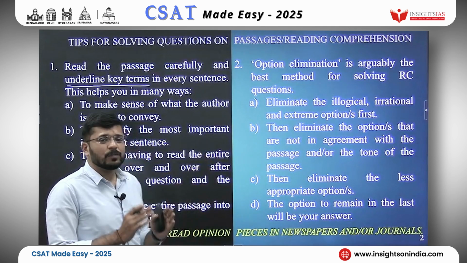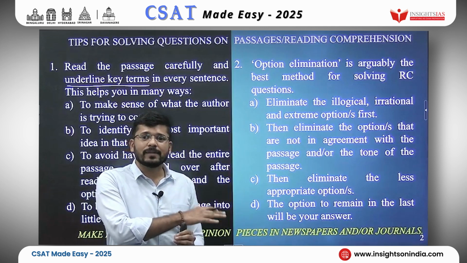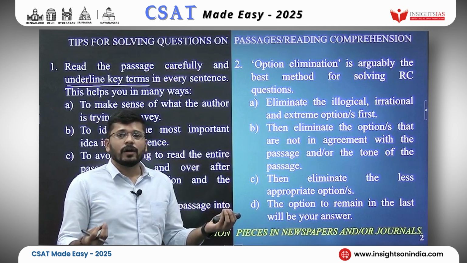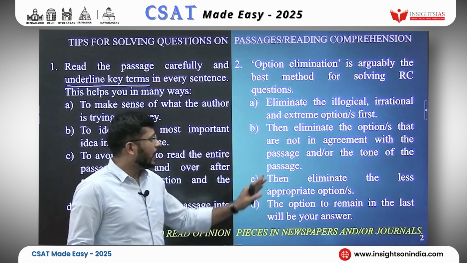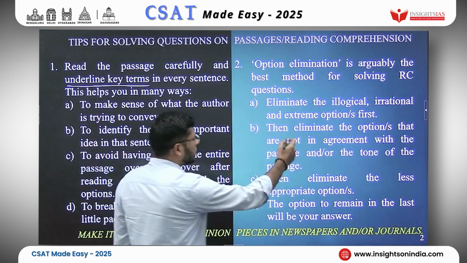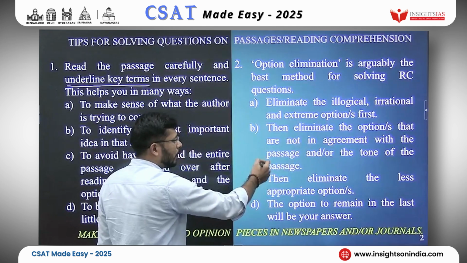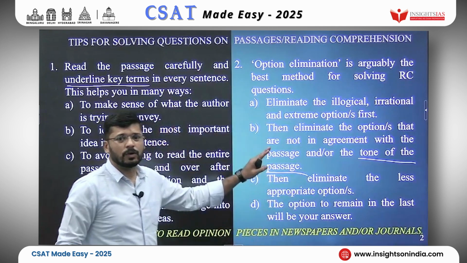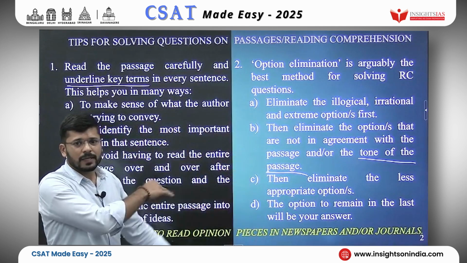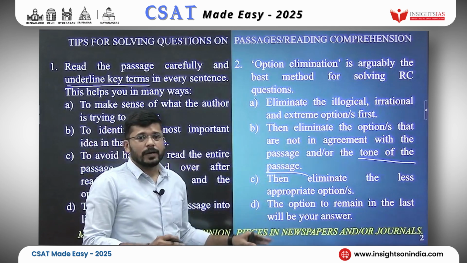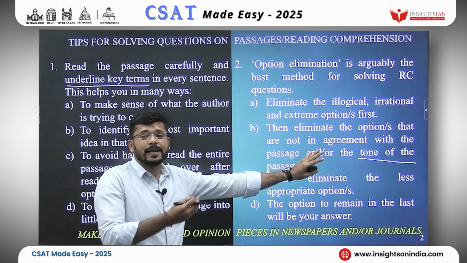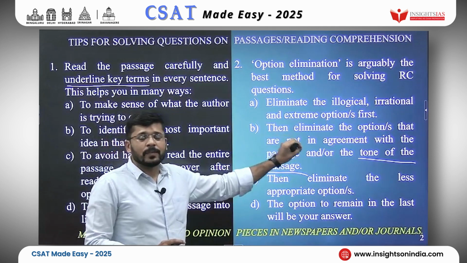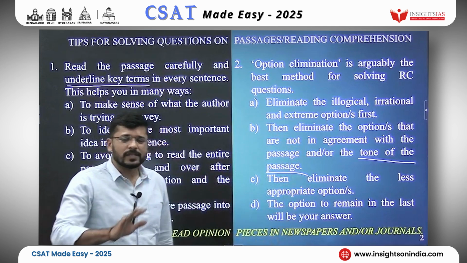Then eliminate the options which are not in agreement with the passage. Some options would be saying things that are against what the passage has said. And I have added one more thing here. Eliminate the options that are not in agreement with the passage and the tone of the passage. What do I mean by tone of the passage? I will explain this to you in the first question itself. That is very important. This is a very clear indicator to eliminate options. We will understand how to eliminate options by recognizing the tone of the passage with the first example itself.